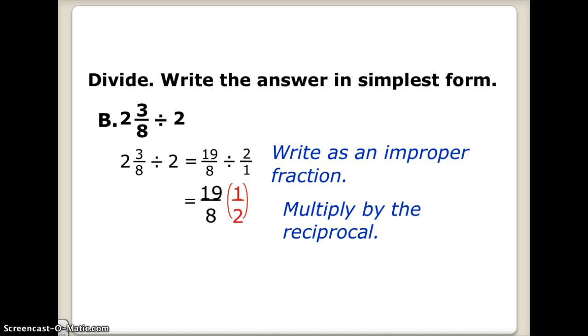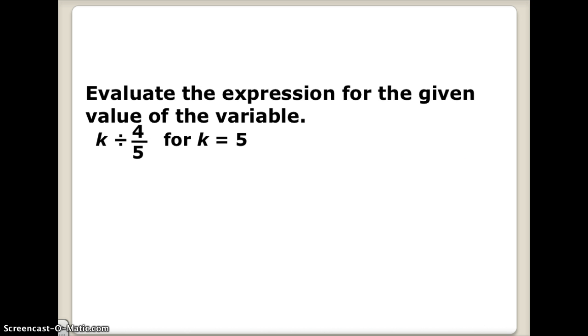Again, nothing that can be canceled. So we get 19 times 1 over 8 times 2, which is 19/16, and I'm okay with it being left that way. If you really wanted to change to a mixed number, it would be 1 3/16.